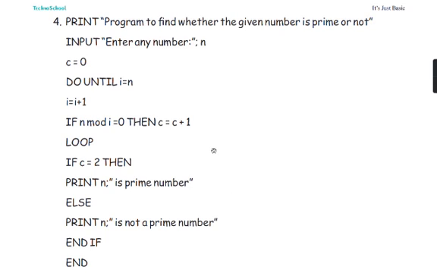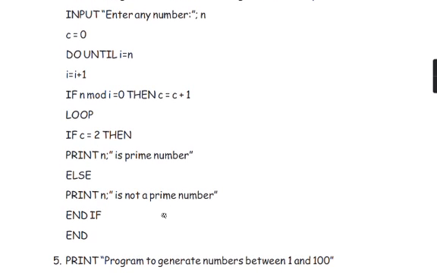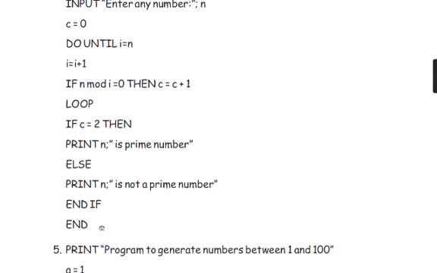Generate all numbers between 1 to 100 which are multiples of 5. So input, enter any number, c equal to 0, do until I equal to n, I equal to I plus 1. If n mod I equal to 0, then count, loop. If c equal to 2, then print n is a prime number, else print n is not a prime number. End if. So this is for finding whether the number is a prime number or not.